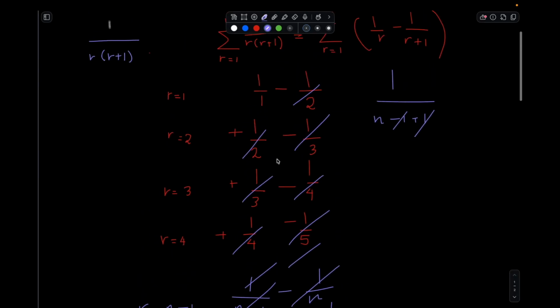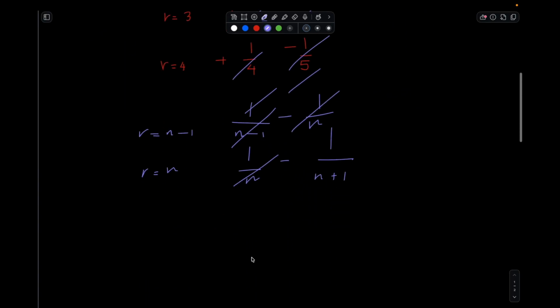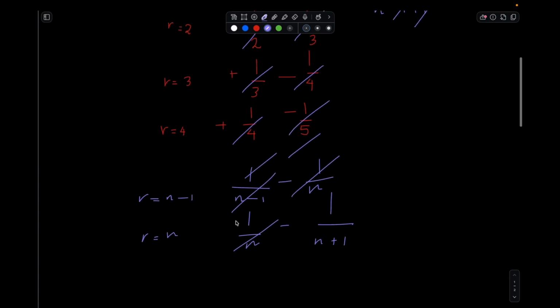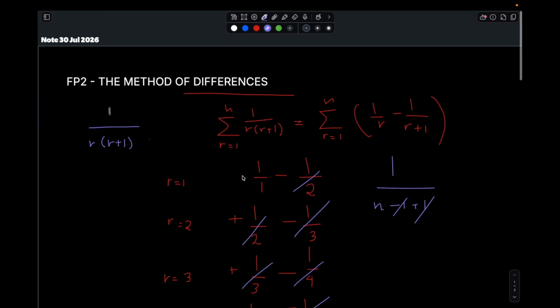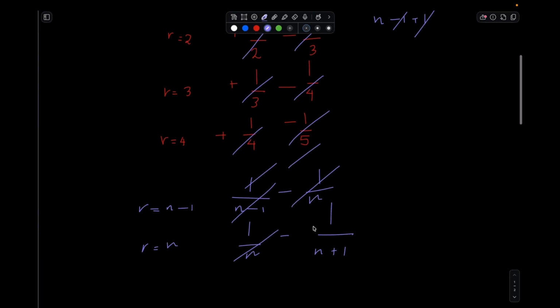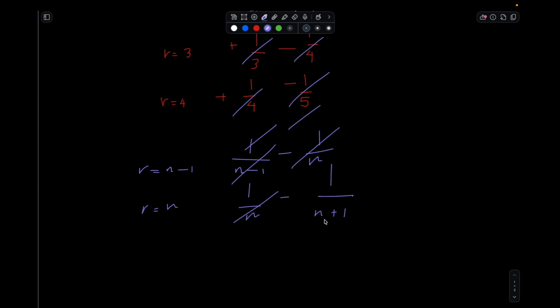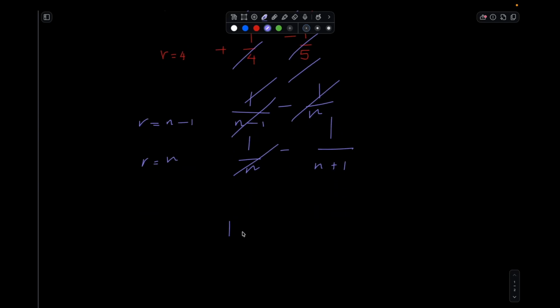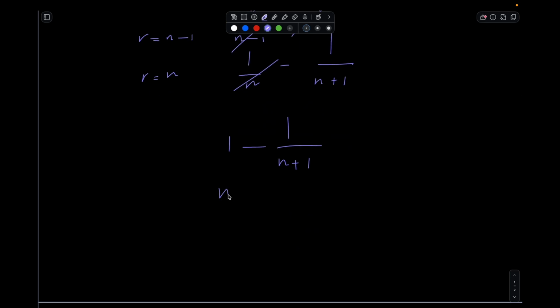So what you can do is write this as a simplified expression, which is going to be the 1 here minus 1 over n plus 1. So it's going to be 1 minus 1 over n plus 1. When you simplify this, you can cross multiply with the common denominator, which is n plus 1. The 1 cancels out, giving you n over n plus 1.